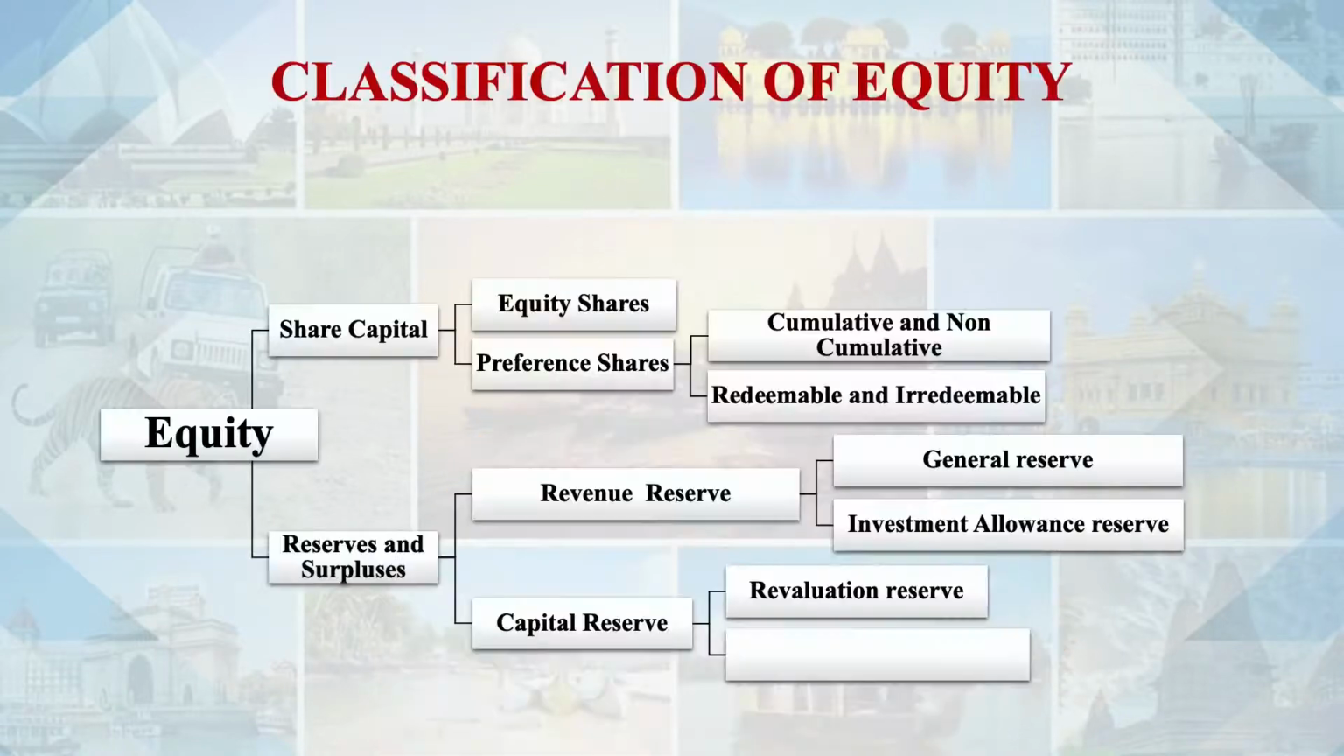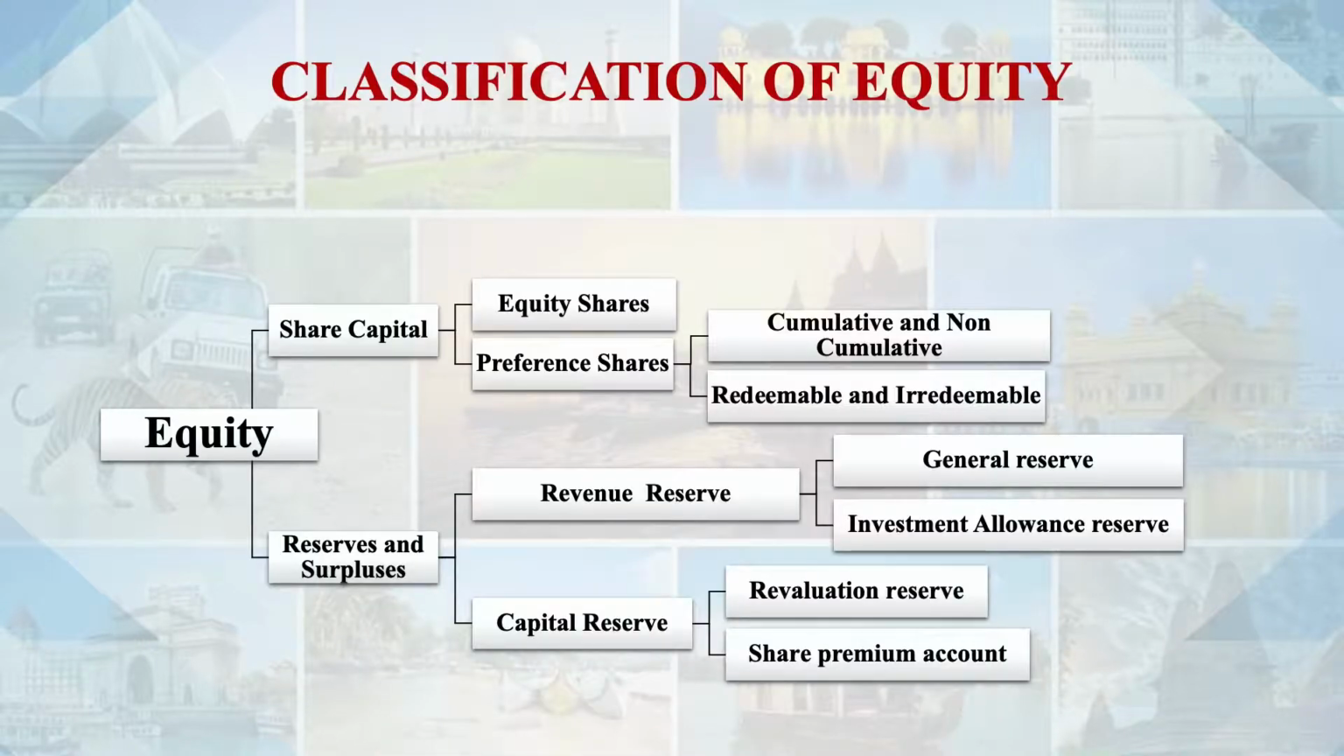Whatever money they have received in the name of capital nature reserves, they will keep aside in a separate account. Then there is the revaluation reserve. This is a result of the revaluation of your assets. If you revalue the assets, you get some appreciation in the value of the assets, so you create a revaluation reserve. Then the share premium account.